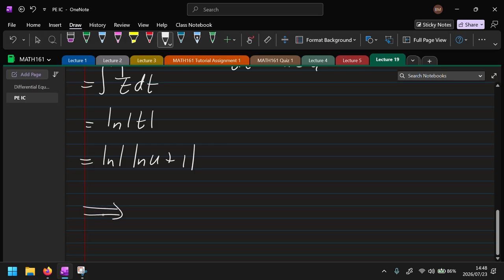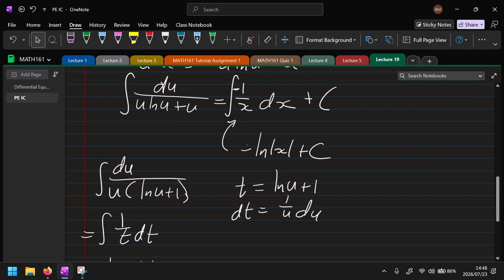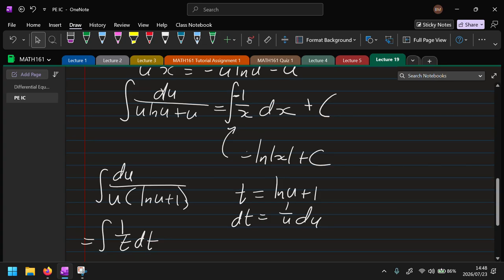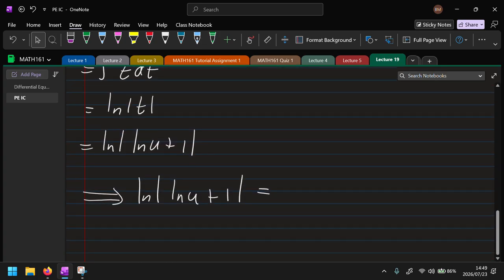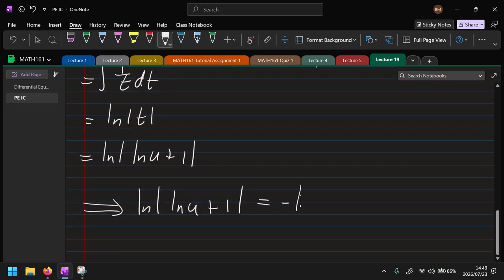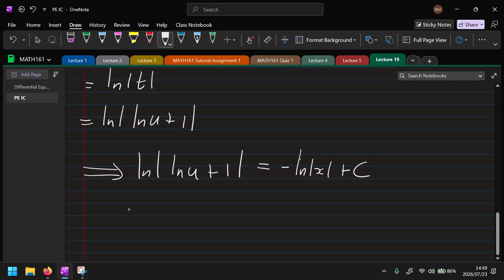Okay, let's put all the stuff together. So on the one side, we have the natural log of the natural log of u plus 1. And on the other side, we had minus the natural log of x plus c. Now we're not done yet. That u was just a substitution. Let's put the y over x back there. So it will be the natural log of the natural log with y over x.